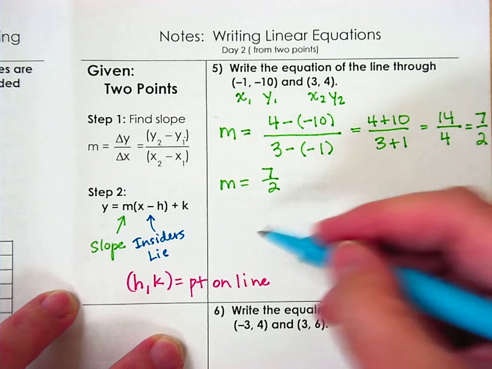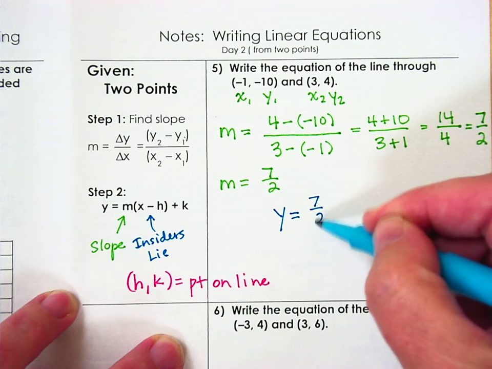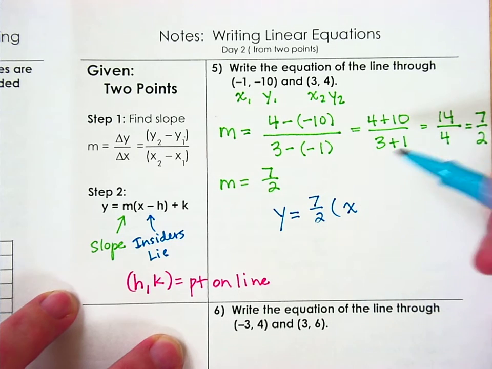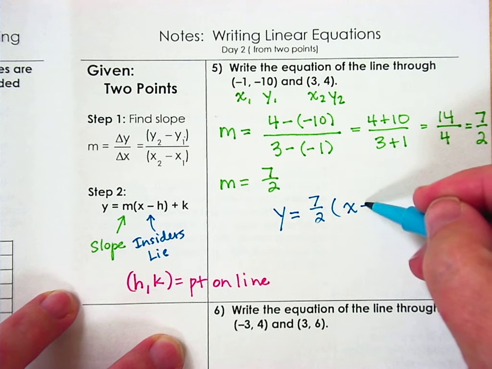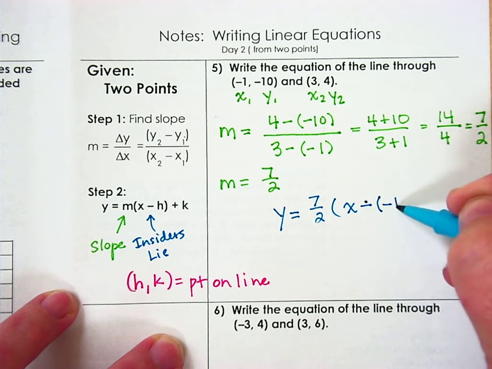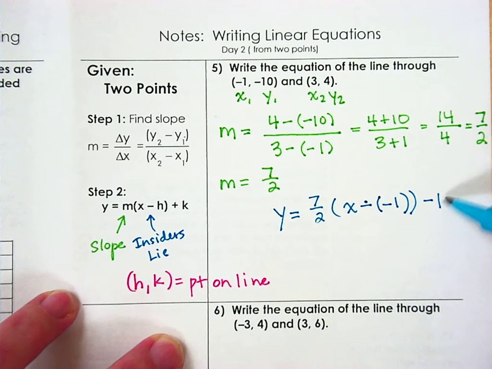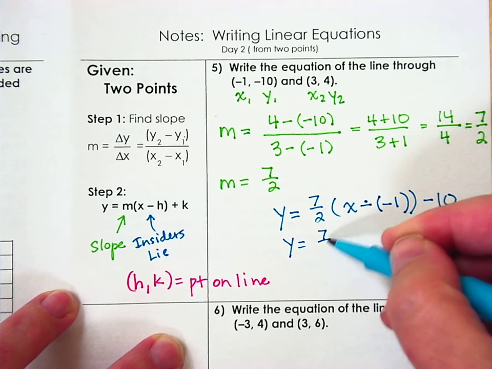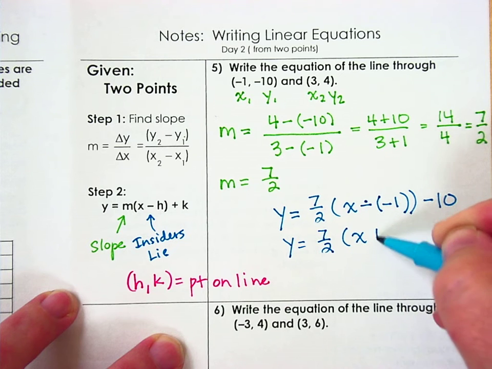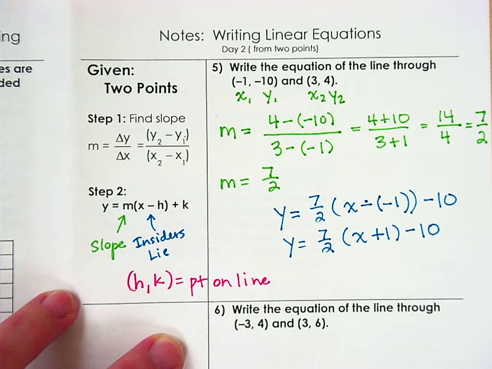So our equation is going to be y equals our slope here, which is 7 halves, times x, and then insiders lie, so we do minus negative 1, so that becomes plus 1. I'm going to write it as minus negative 1 for you first. And then on the outside, minus 10. So when we simplify this, it becomes y equals 7 halves times x plus 1 minus 10. And there's our equation.